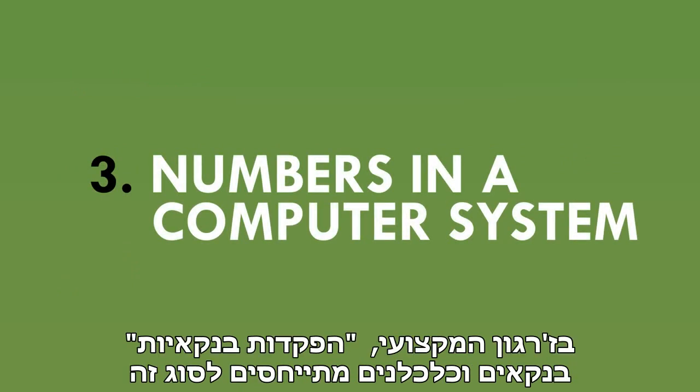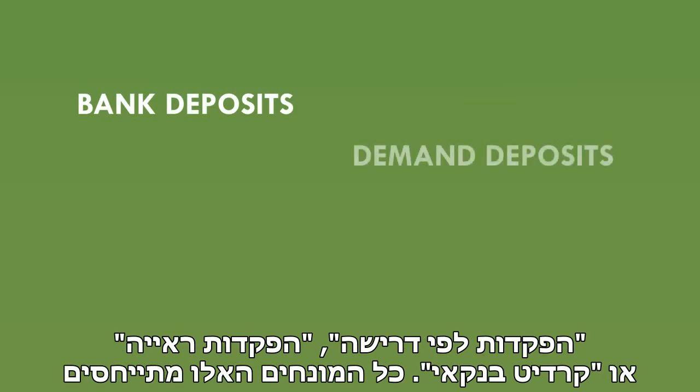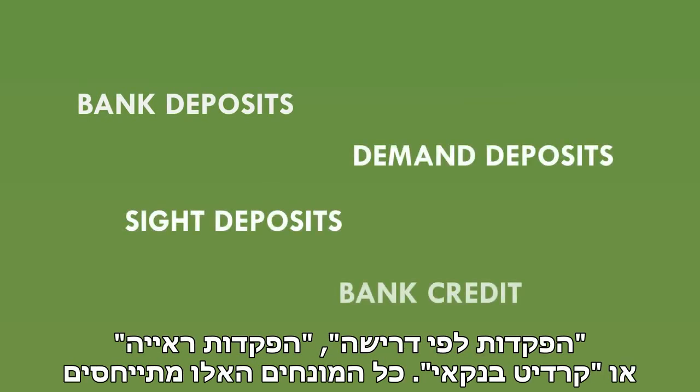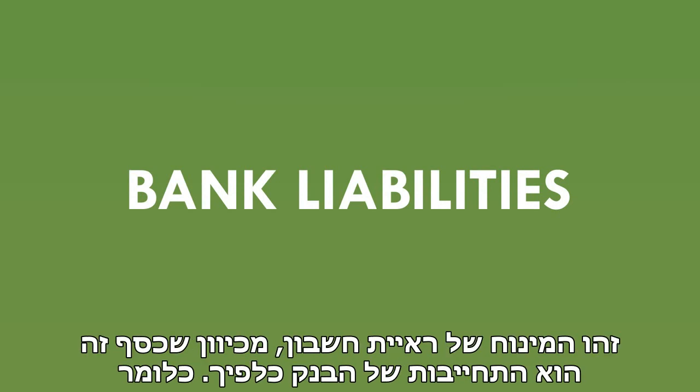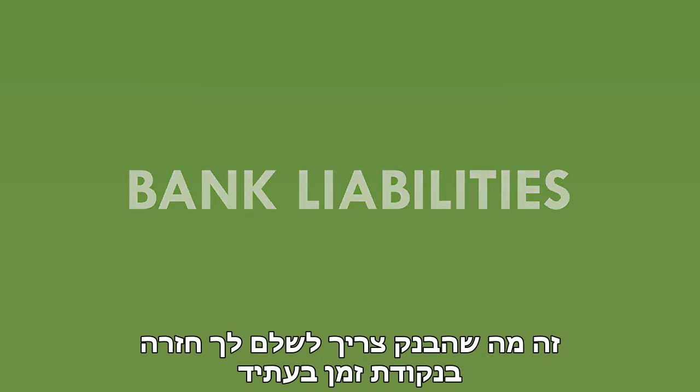Bankers and economists refer to this type of money with jargon such as bank deposits, demand deposits, sight deposits, or bank credit. These terms all pretty much mean the same thing and are used interchangeably. They might also be referred to as bank liabilities. This is the accounting term, because this money is a liability of the bank to you, i.e. it's what the bank needs to repay you at some point in the future.